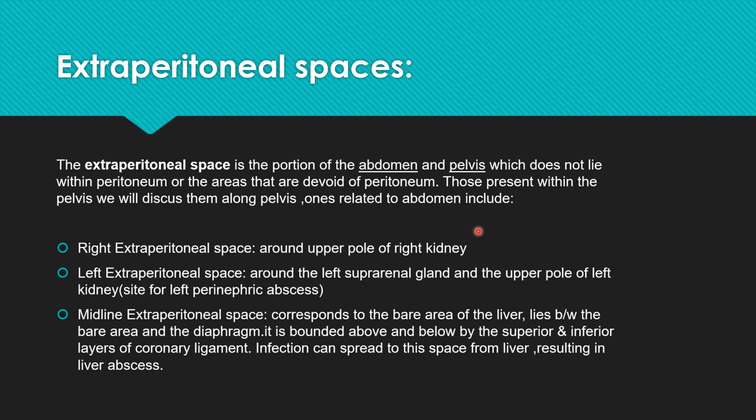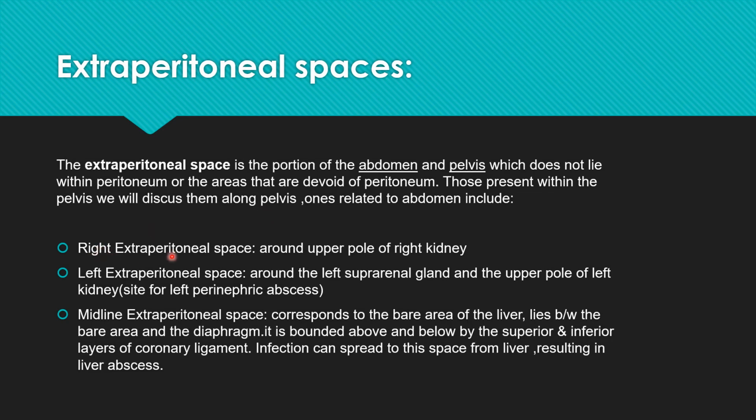Of course those spaces could be retroperitoneal, that is, lying behind the peritoneum, or preperitoneal, lying before the peritoneum. They are present within the abdomen and the pelvis, and those present in the pelvis we will discuss while we study the pelvis. And those related to the abdomen are as follows.